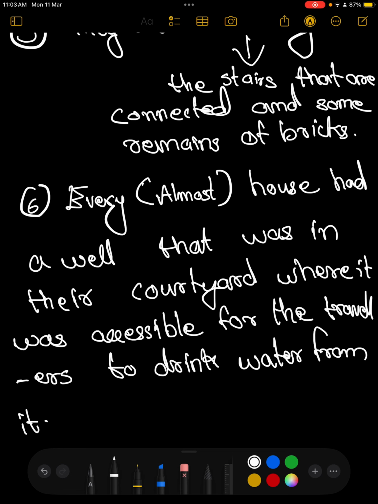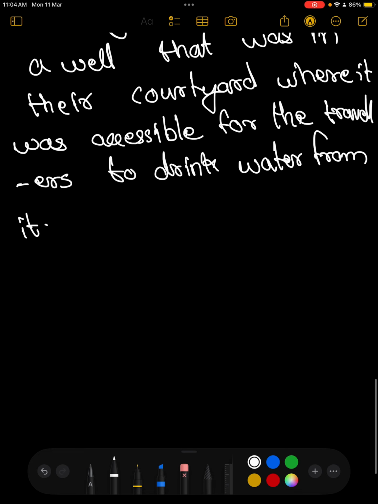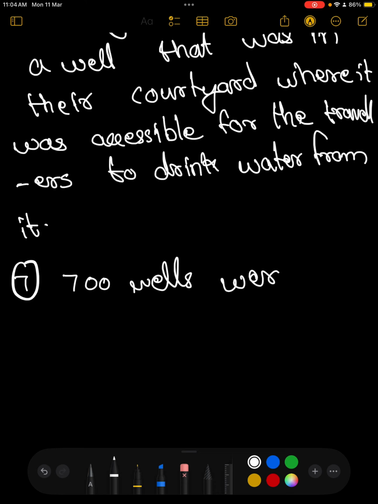So almost every house had a well in their courtyard, where it was accessible for travelers to drink water from it. That was how every house was constructed. Now we also need to understand that there are many more topics that we need to cover, not only about the houses, but this is an important question that all people should know about. So the 7th fact is that around 700 wells were discovered from this area.